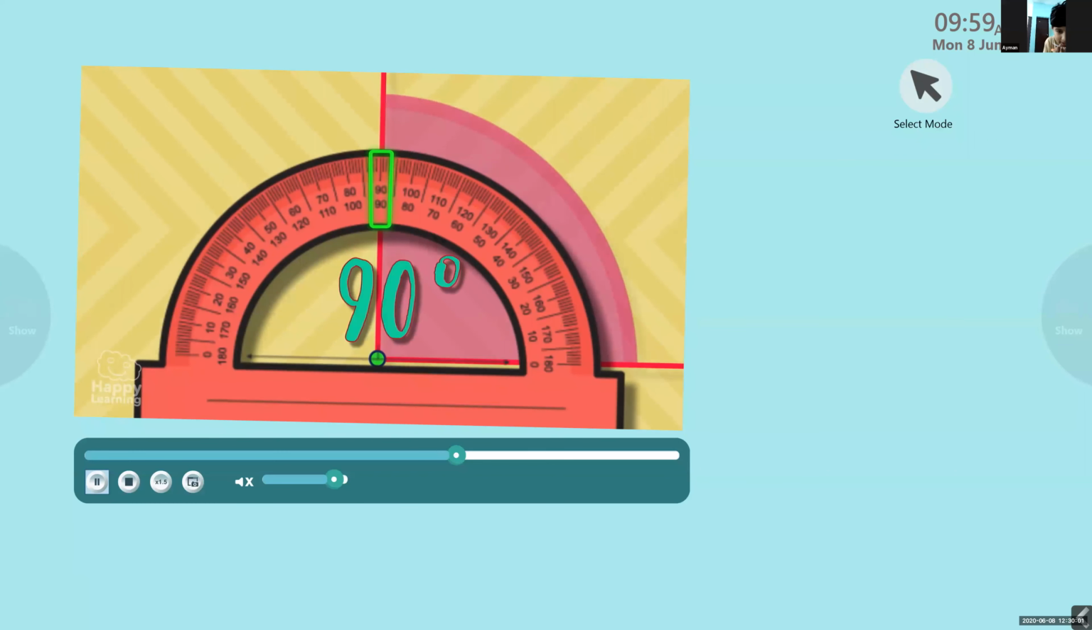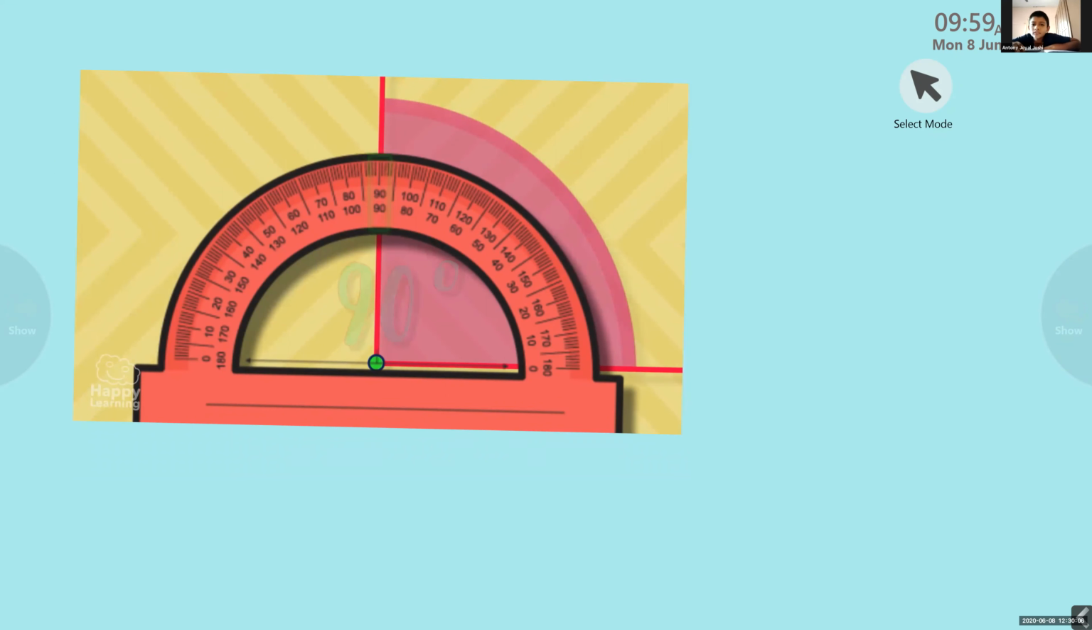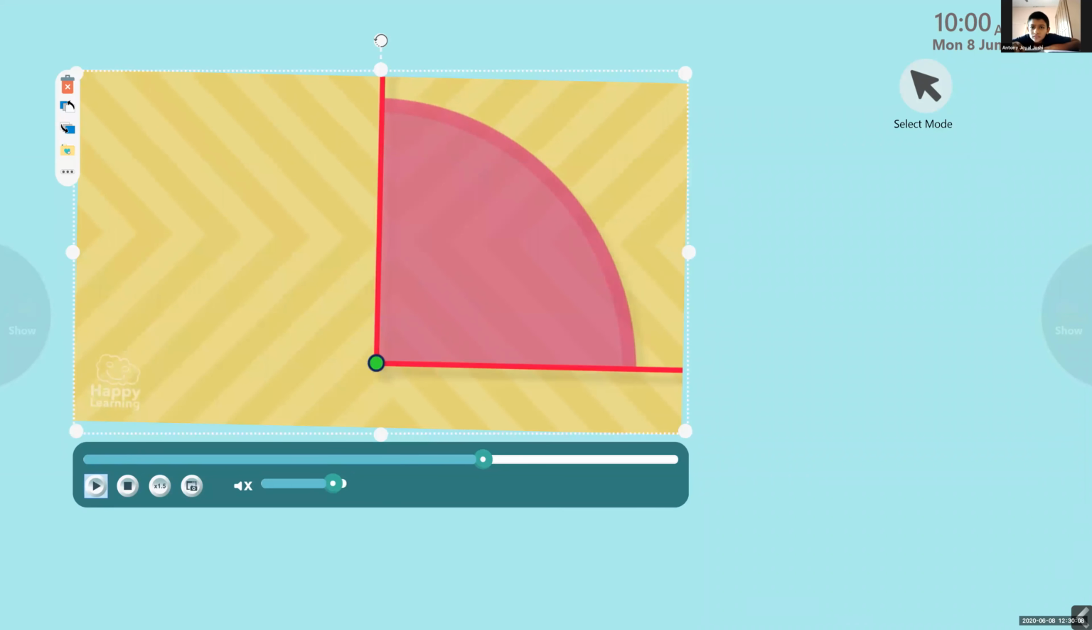Okay, children. It is a 90-degree angle. Right angle. Now this is 90 degrees. Look at the final ray and the starting ray. The starting ray starts from 0 and ends at 90 degrees.